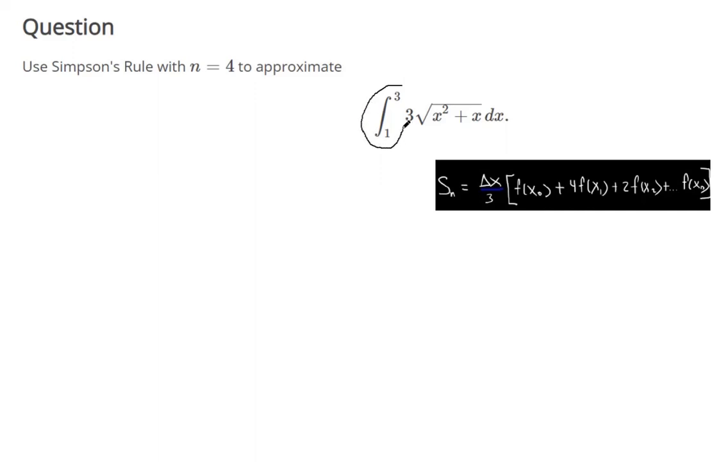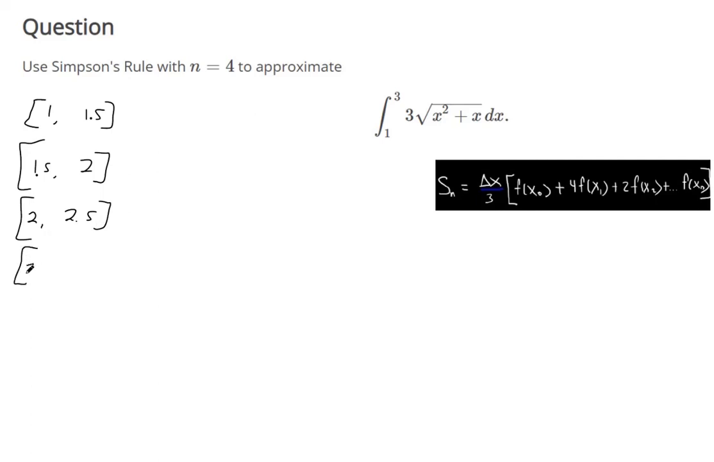They want us to estimate the area under the curve between 1 and 3. So that means we start at 1. The first interval starts at 1 and ends at 1.5, and then from 1.5 to 2, and then from 2 to 2.5, and then from 2.5 to 3. There's our 4 intervals. So x sub 0, x sub 1, x sub 2, x sub 3, and x sub 4 is what we're going to be using in Simpson's Rule.